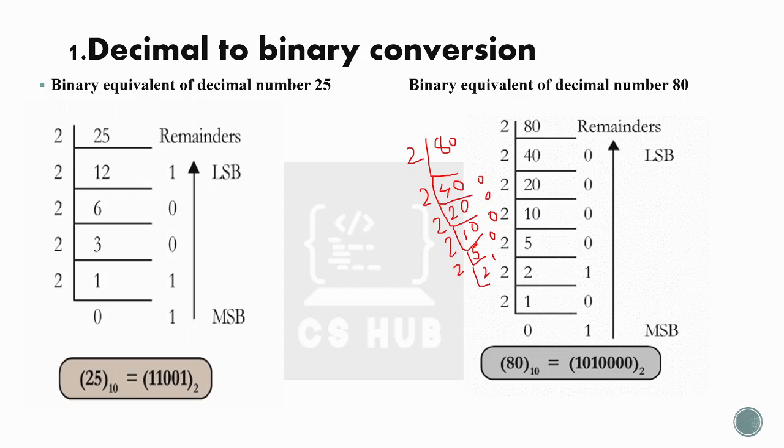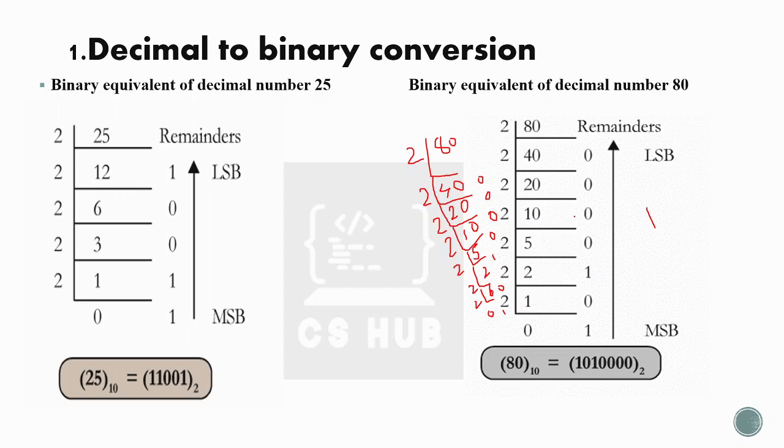Again, this 2 is divided by 2. We get 0 as the answer, 1 as the quotient and 0 as the remainder. Again, this 1 is divided by 2. We get 0 as the answer and 1 as the remainder. And this is shown over here.